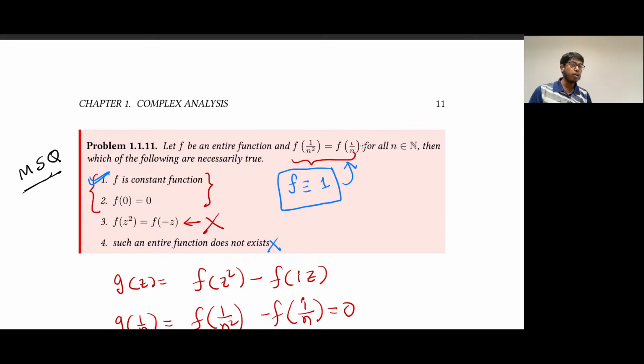What is f of 1 by n square? It's 1. And what is f of i by n? It's 1. And it satisfies the condition. But f of 0 is not 0, and therefore f of 0 need not be equal to 0. So this is false, and this is correct.